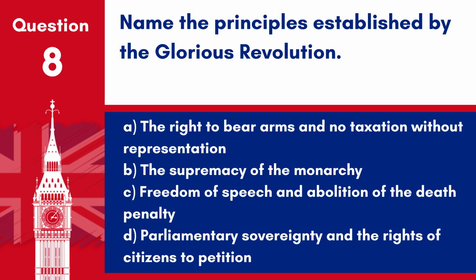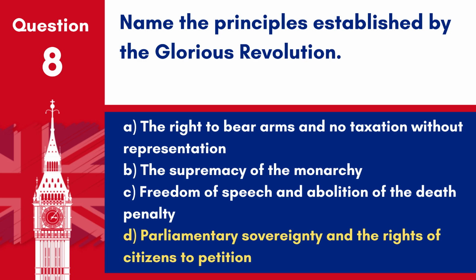Question 8. Name the principles established by the Glorious Revolution. A. The right to bear arms and no taxation without representation. B. The supremacy of the monarchy. C. Freedom of speech and abolition of the death penalty. D. Parliamentary sovereignty and the rights of citizens to petition.